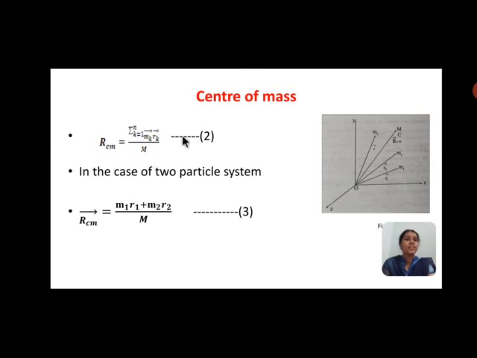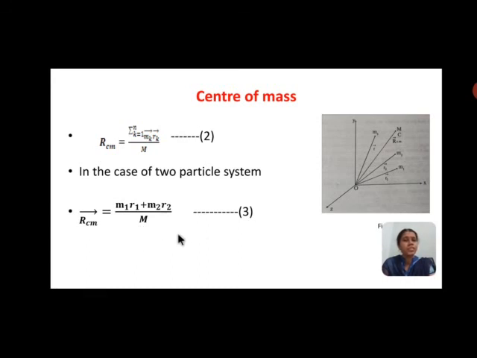So this is the case for n number of particles. Taking this equation into consideration, we can write it for a two particle system. How will we write it now? The position vector R CM is equal to, in place of mk and rk, you want to write it for the two particle system: m1 r1 plus m2 r2, position vectors, divided by the capital M. So this is equation number 3. Similarly, you can write it for the three particle system. How will we write the three particle system? m1 r1 plus m2 r2 plus m3 r3 divided by capital M. So capital M is nothing but the combination of m1 plus m2 plus m3.